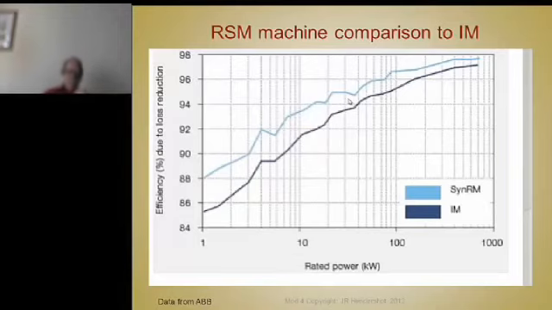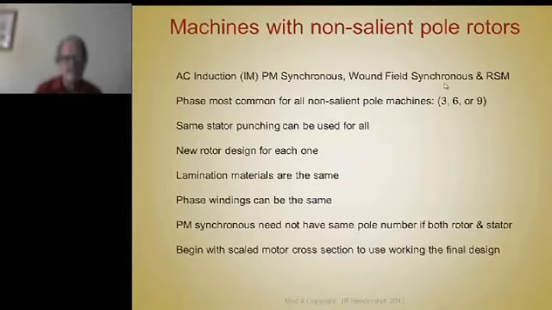There's no real magnetizing current required for this. So that gives you a good indication of whether that curve has enticed a lot of people to look at reluctance synchronous alternatives to permanent magnets.